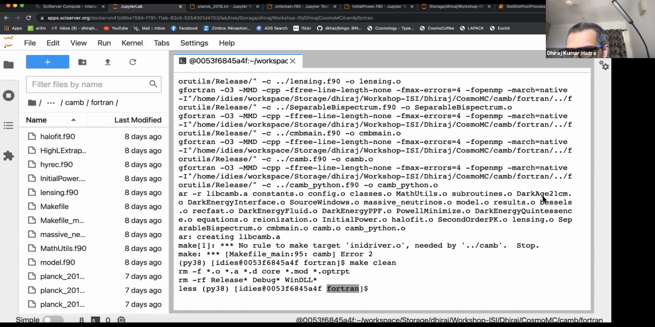Okay. After make clean, then what are the steps? Make clean, make camb, all small. Workspace, storage on Kit, persistent, CMB, cam, Fortran. Yeah, then you should not be denied the permission.